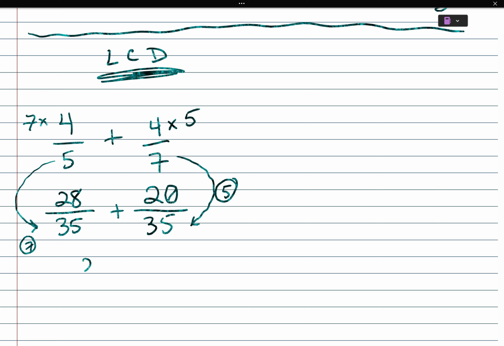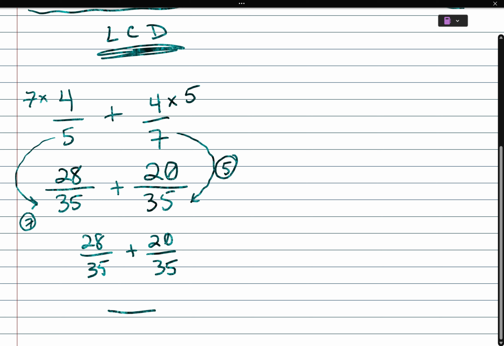And now you see you have 28 over 35 plus 20 over 35. And what did we just say a few moments ago above and to the right? When the denominators are the same, you just go ahead and add the two numerators and keep the same denominator. So this will be 48 over 35.